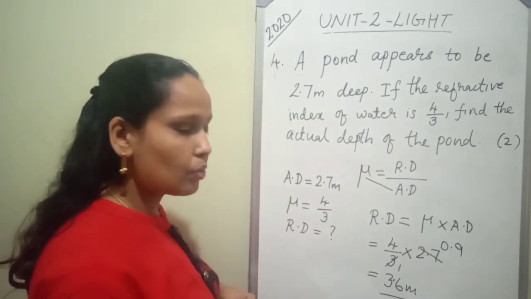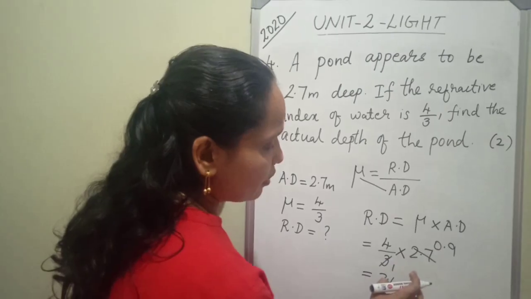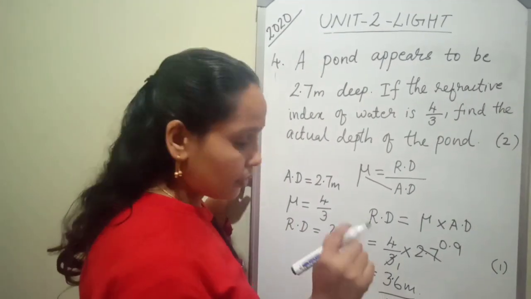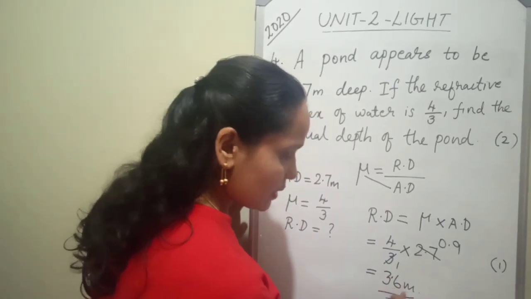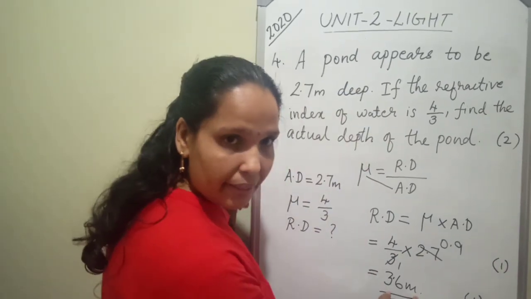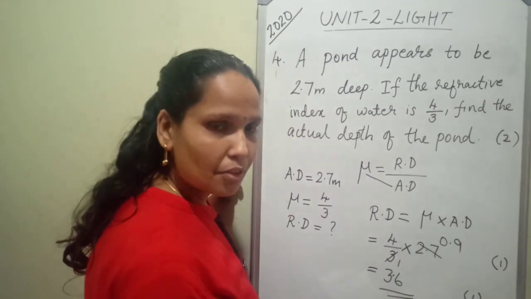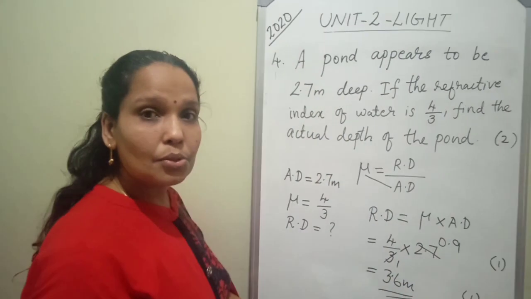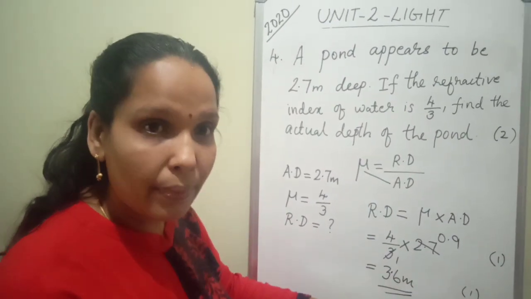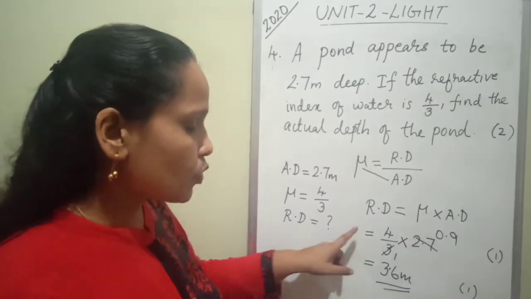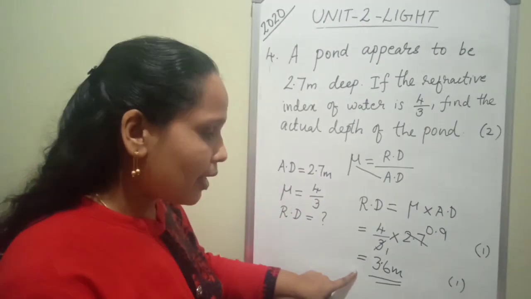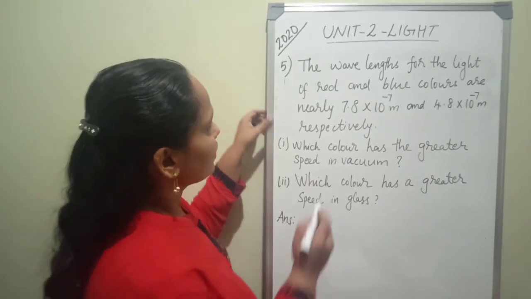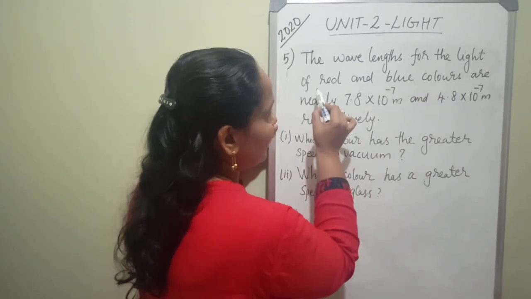For this, how does the marking come? It is a 2-mark question. If you have written this step, you will get 1 mark for this step. Next mark, you will get if you wrote the correct answer, 3.6 with unit. Suppose you forgot to write the unit, you are not going to get the final mark. So always remember to write the final result with proper unit. It is very, very important. So if you have substituted correctly, 1 mark for that. Final answer with correct unit, you get another mark. So totally 2 marks.